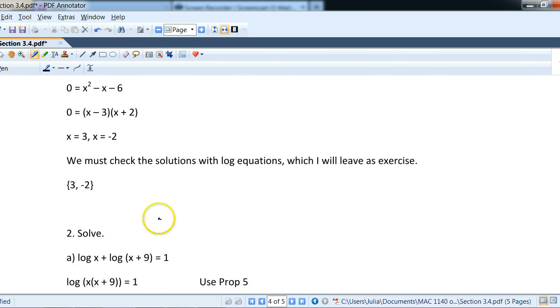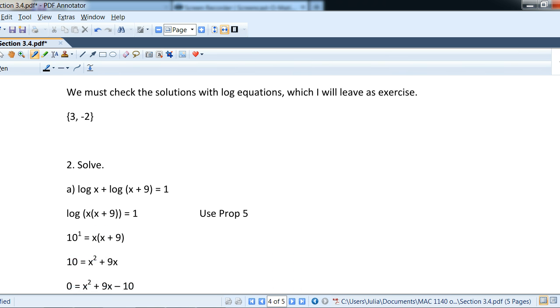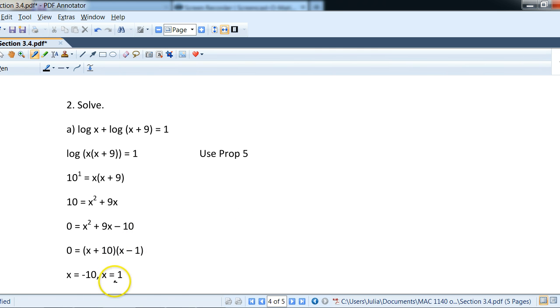And here is one where not everything may work, but you have a couple of logs here. Again, we can combine them because of the plus. We can make them into a single log with multiplication. And then we can turn it to the exponential. So again, usually this strategy, turning it into an exponential equation, works. So let's say it would be 10 to the 1 power equals x times x plus 9. We distribute it, put it on the other side, so we factor it, and I get x plus 10 times x minus 1. They multiply to negative 10, add to positive 9, so that works. So you get 2 solutions again, negative 10 and 1.